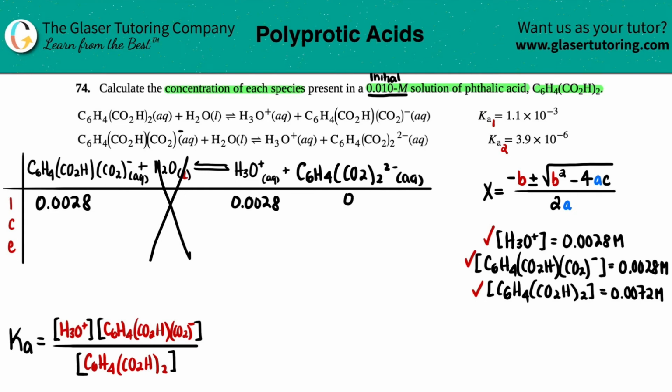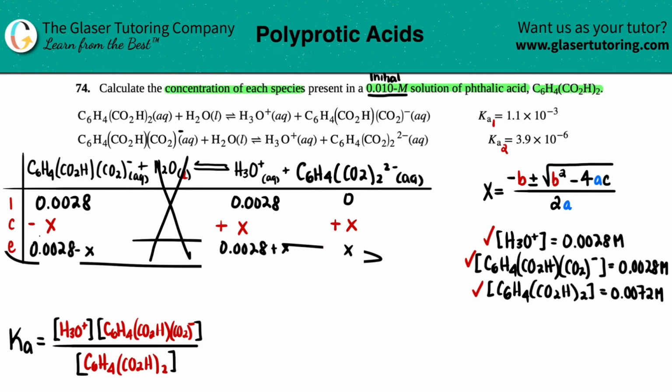The same thing as before. If you start with nothing, that side can only go up. So this has to be plus, and this has to be minus. And it would be minus x, and plus x. Let's bring them all together. It would be 0.0028 minus x, 0.0028 plus x, and then just x.